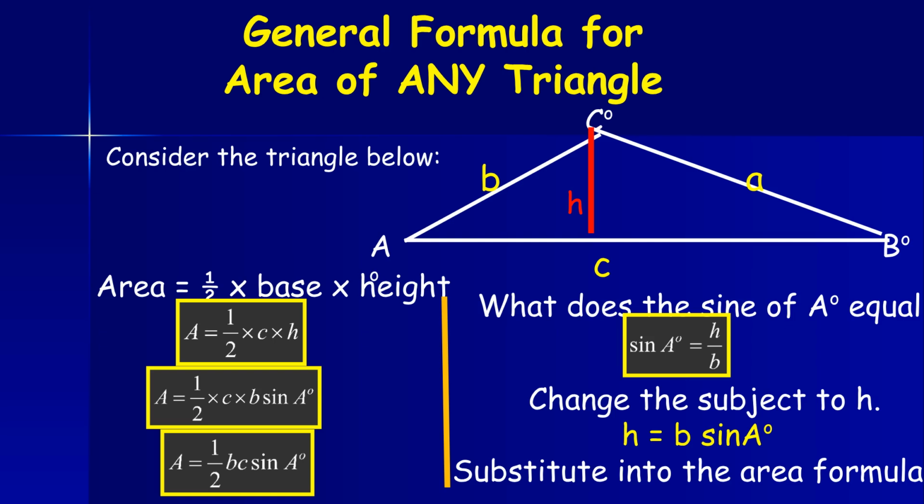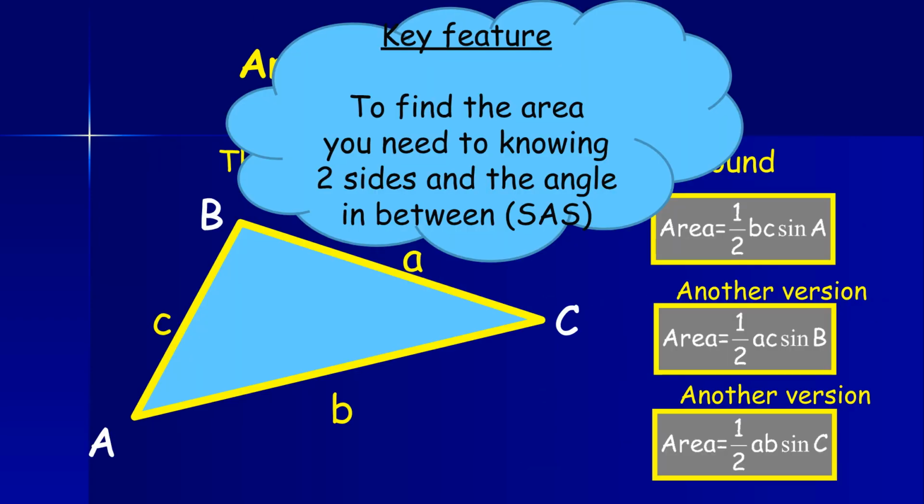Starting with the basic area formula, we can use trigonometry to express the height in terms of sine, leading to the generalized area formula. Area equals 1/2 times B times C times sine of A. A key feature of finding the area of any triangle is that you need two sides and the angle in between, often remembered as SAS.